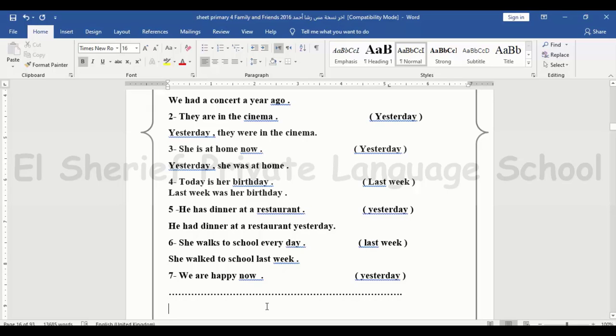Question number 7. We are happy now. Use yesterday. We start with we. The past form or the second form of are is were. We were happy yesterday. So the answer is we were happy yesterday.